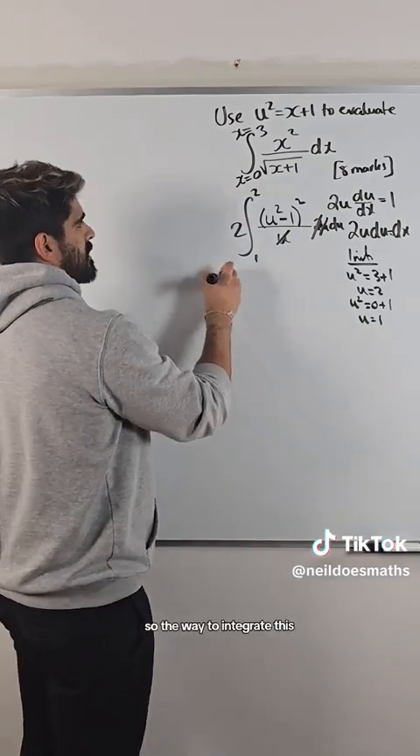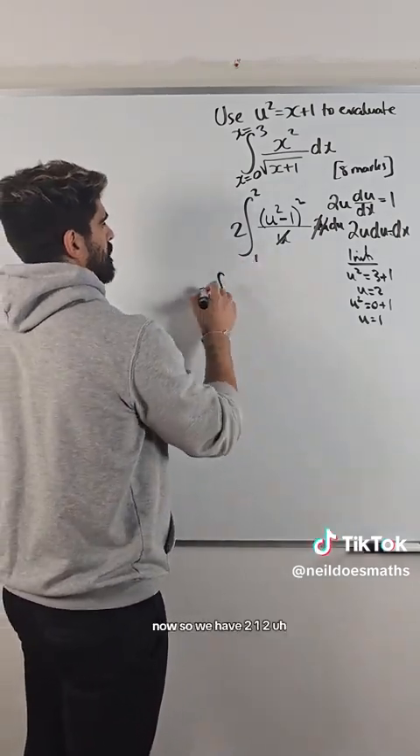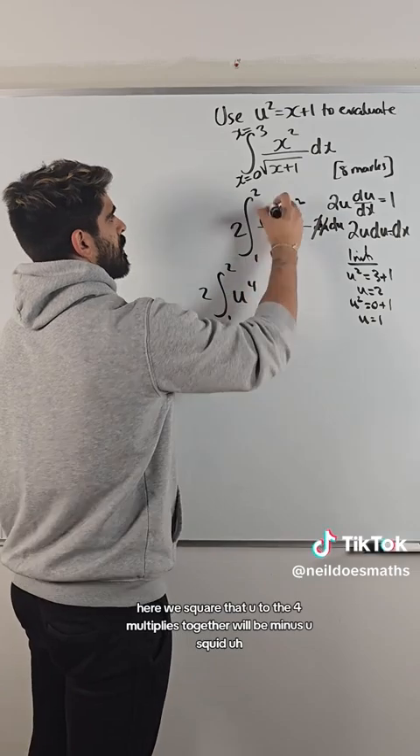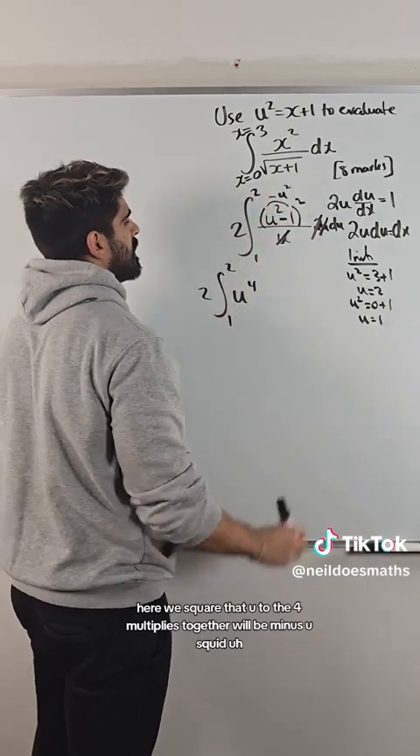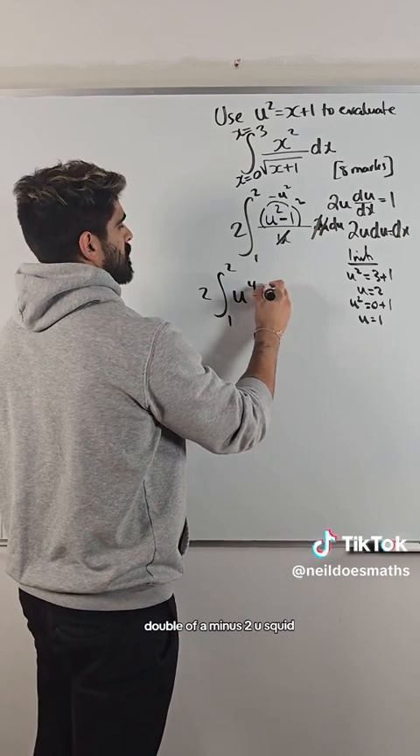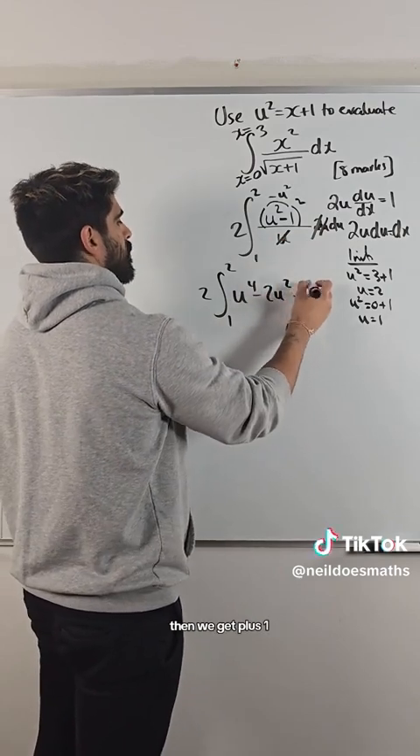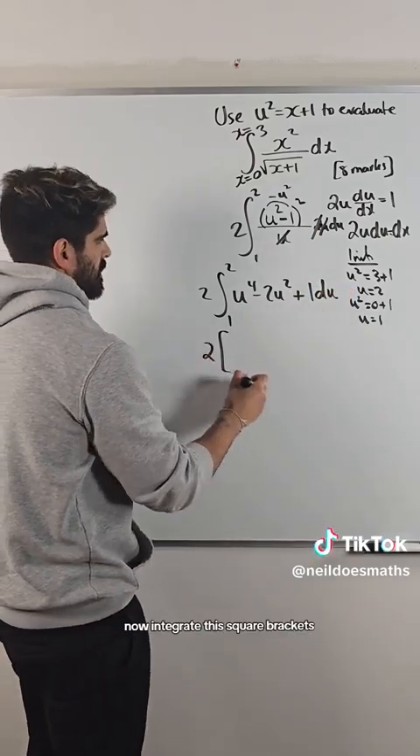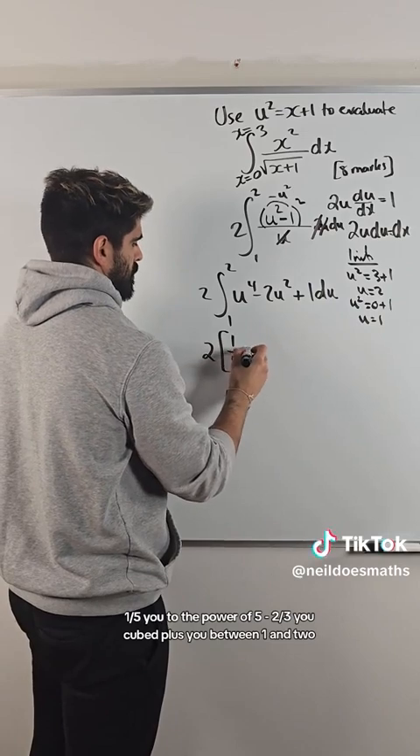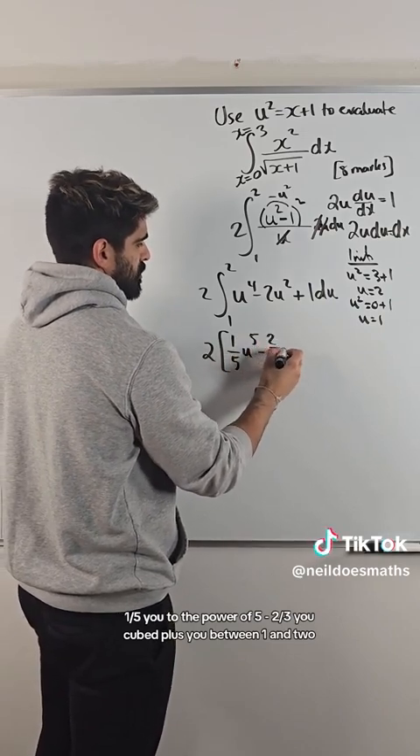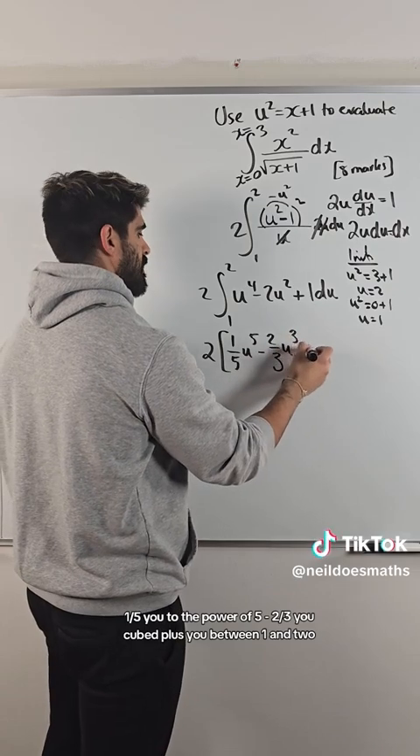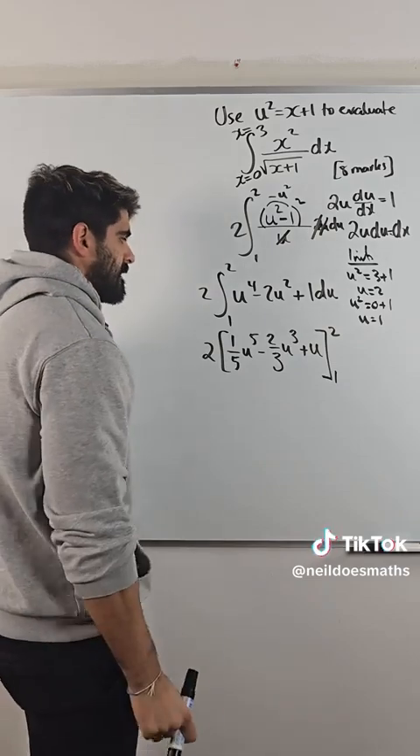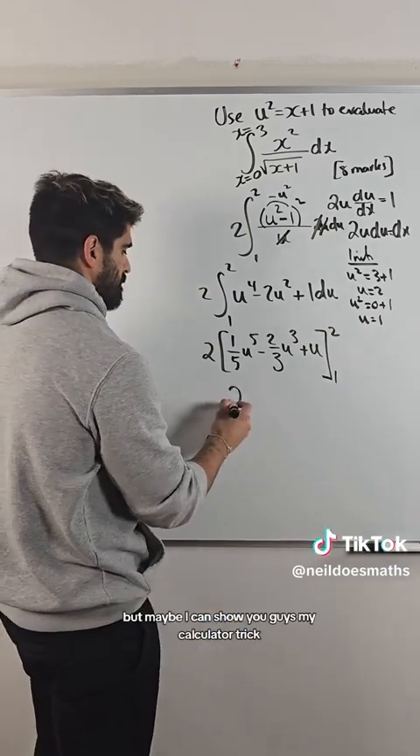So the way to integrate this, we're just going to expand the brackets now. So we have 2, 1, 2. Here we square that, u to the 4. Multiply these together will be minus u squared, then minus 2u squared. Then we get plus 1 du. Now we integrate this. Square brackets 1/5 u to the power of 5 minus 2/3 u cubed plus u between 1 and 2. Now it's a bit frustrating having to sub all that in, but maybe I could show you guys my calculator trick.